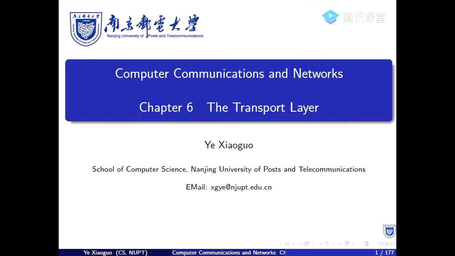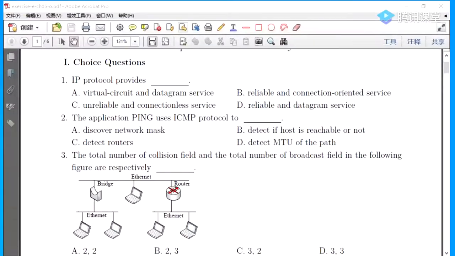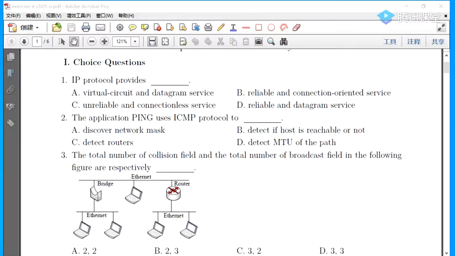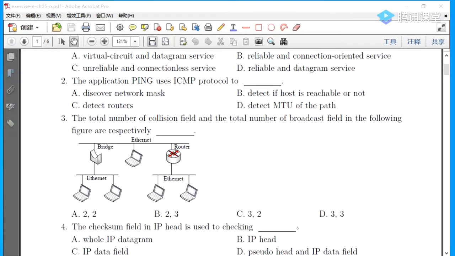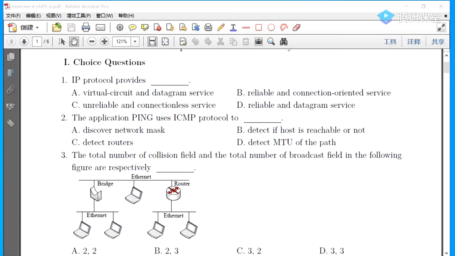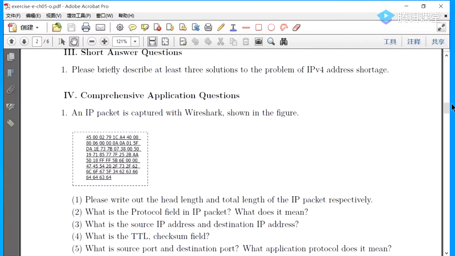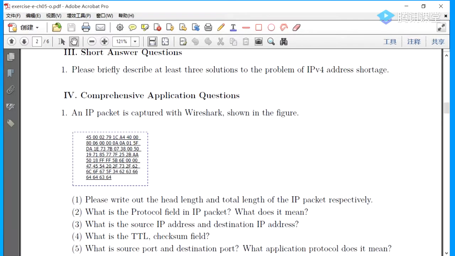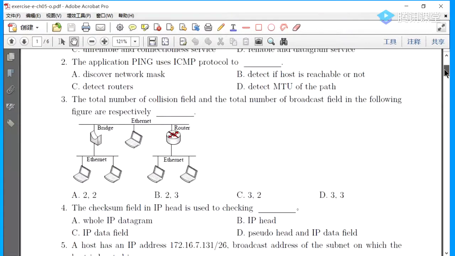Hello, everyone. Today we will begin to study Chapter 6, the transport layer. But before beginning the new chapter, we will continue to review some questions. Last time we finished the comprehensive application questions. Now review some questions.